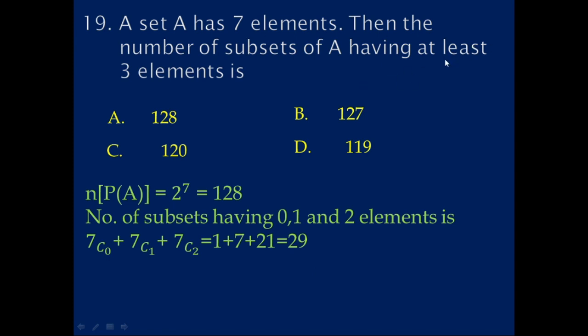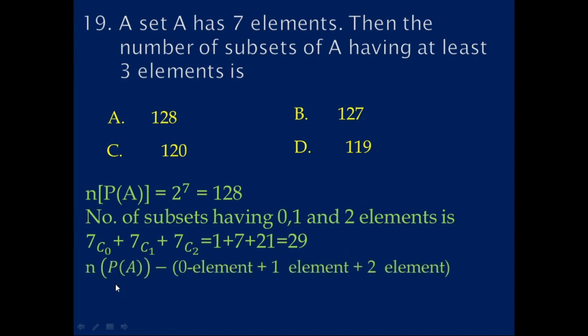But here asking at least 3 elements, therefore the number of elements in the power set of set A minus the sets containing 0 elements, 1 element, 2 elements, we get the subsets having at least 3 elements, that is 128 minus 29, its value is equal to 119. Therefore, option D is the right option. It's clear? The next, 20th.